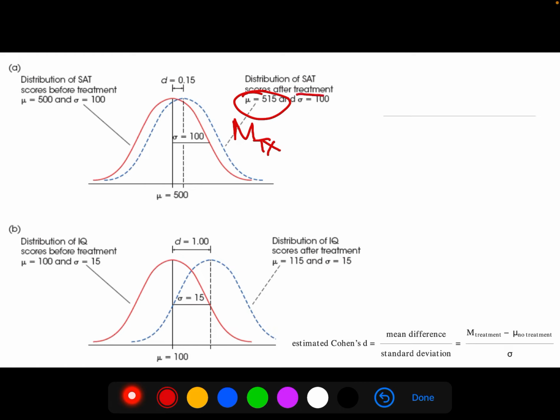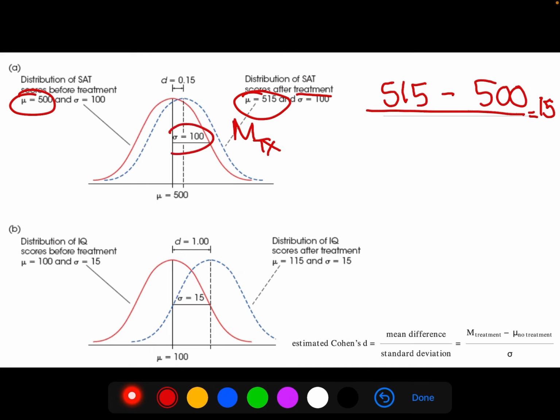So here it says this is after treatment. So this is the first value I'm going to do. My 515, I'm going to compare that against my 500 here, and I'm just subtracting those and I get a value of 15. I'm going to divide that again by my standard deviation. My standard deviation here is 100. And when I do the math on that, I get a Cohen's D of 0.15.